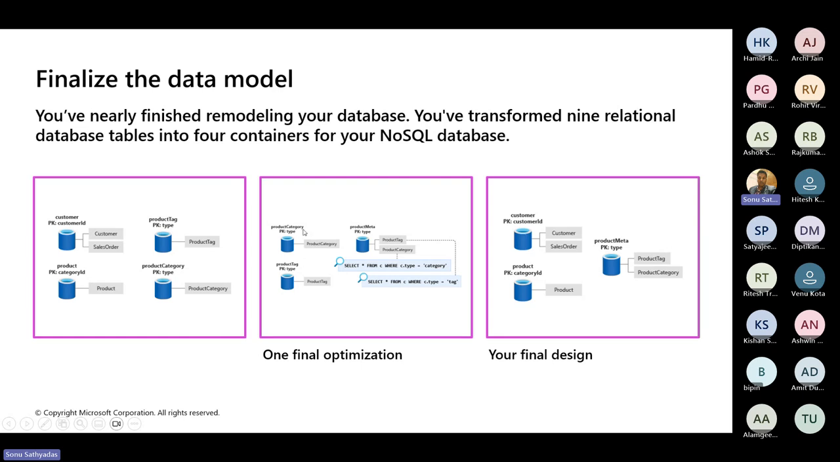So product category, where the partition key can be type, product tag, partition key can be type, and product meta, where you store the product tag and product category, and customer, with the partition key as customer ID. Product meta has type as the partition key, and product has category ID as the partition key. Customer will be one collection where the partition key will be customer ID. And another one is product meta, where the meta information will be stored, so there you can store the product tag and product category.